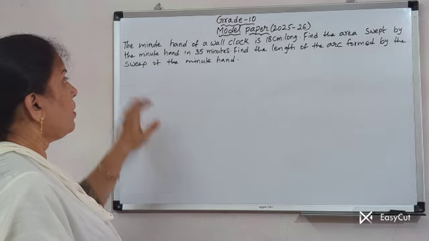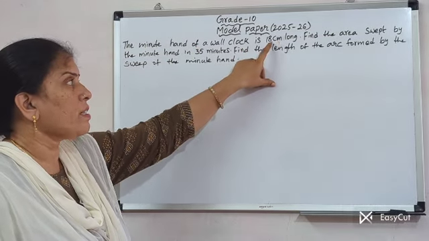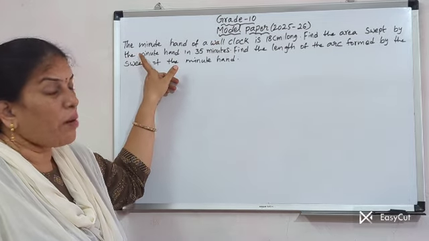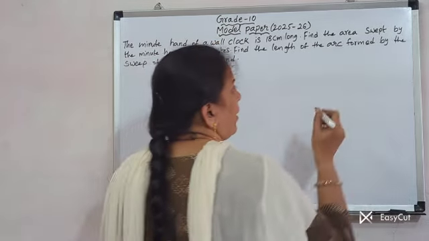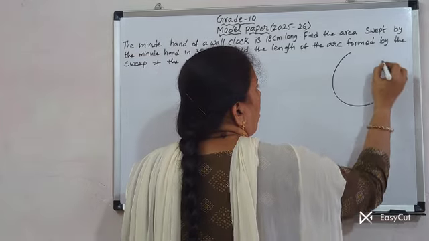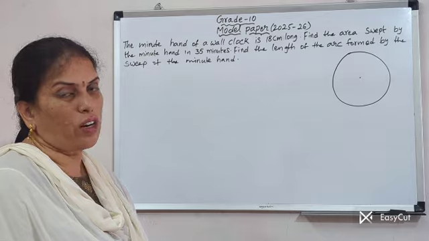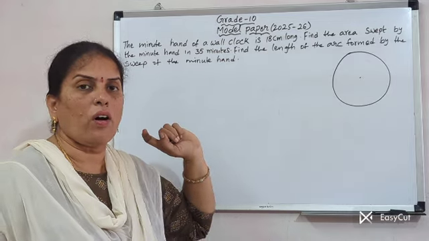Next question. The minute hand of a wall clock is 18 centimeter long. What have they given? The minute hand of a wall clock. In a wall clock, see here, the minute hand will be... Okay, this is a wall clock. See, the minute hand is 18 centimeter long.